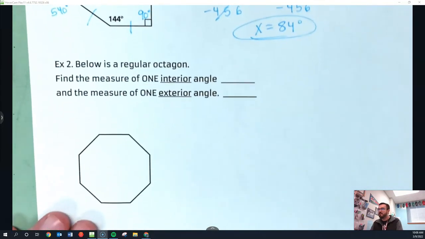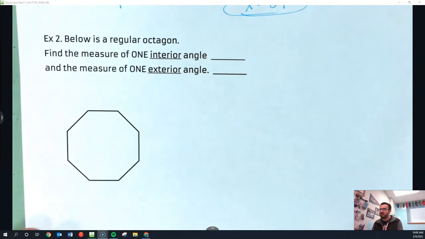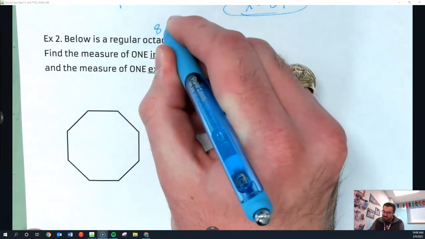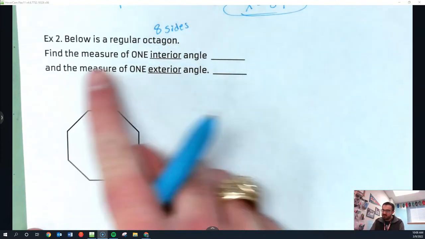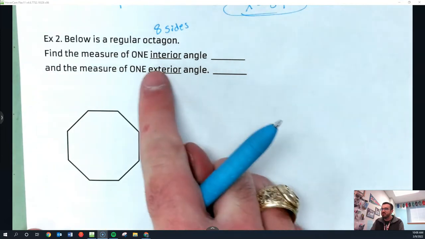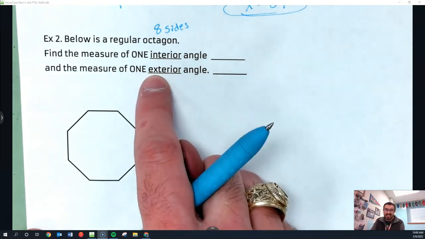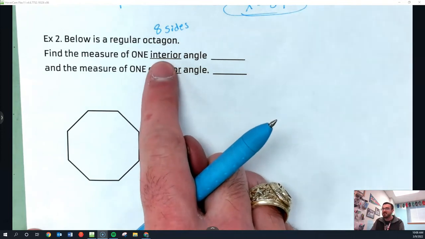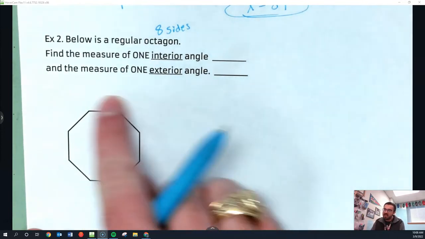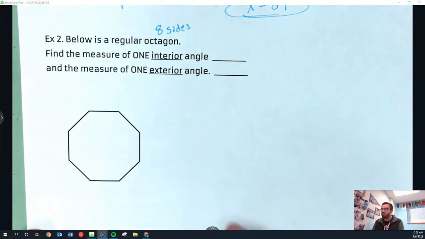All right. What about here? We have a regular octagon. That means there's 8 sides. Find the measure of one interior angle and the measure of one exterior angle. Right now, we don't know anything about exterior angles, so we're going to skip it for now, but let's try to do interior angles. Okay, if this is a regular octagon, what do we know about regular?